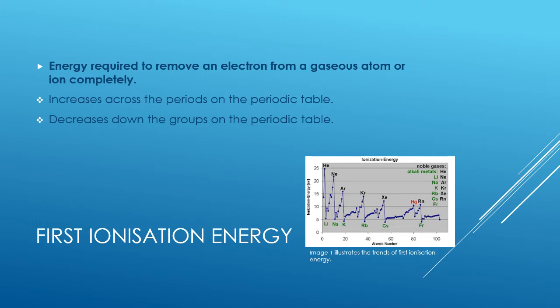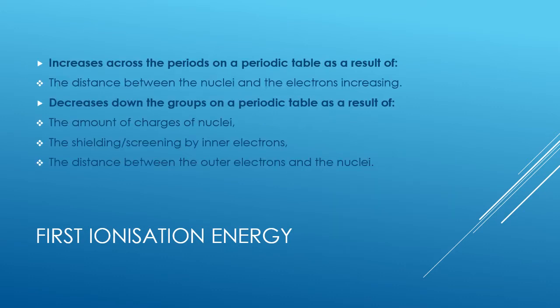The first ionization energy increases across the periods on the periodic table and decreases down the groups on the periodic table. First ionization energy increases across the periods on the periodic table as a result of the distance between the nuclei and the electrons increasing, and it decreases down the groups on the periodic table as a result of the amount of charges of nuclei, the shielding/screening by inner electrons and the distance between the outer electrons and the nuclei.